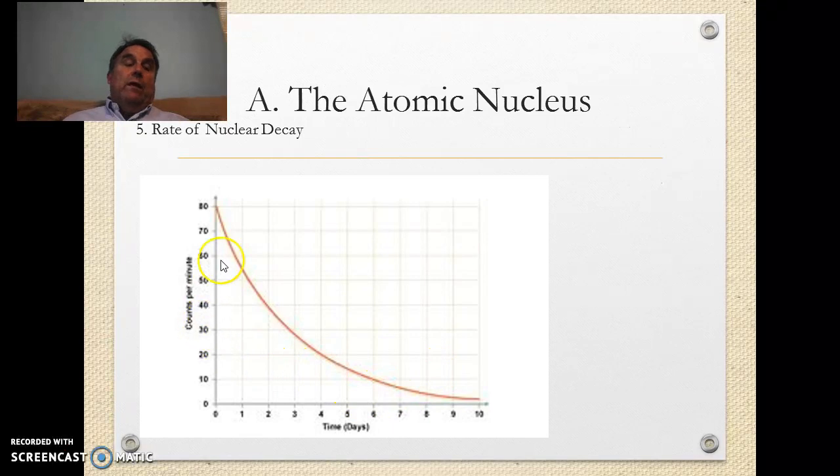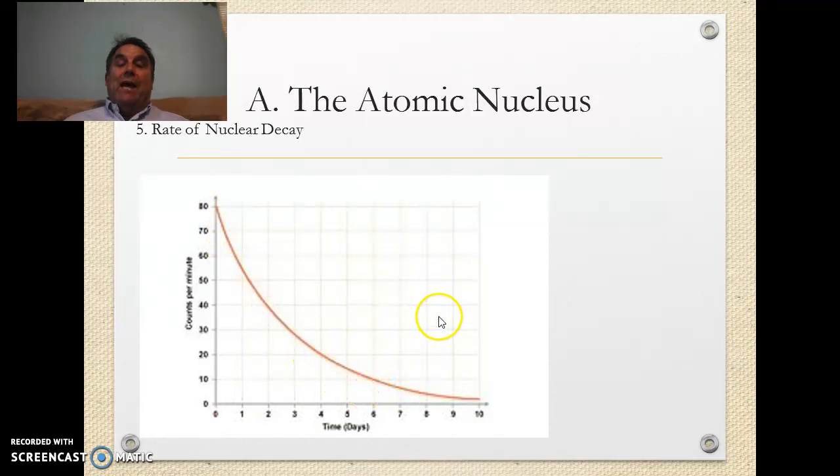Okay, so here we have a nuclear event. It says counts per minute, so there's some kind of Geiger counter or some detection device that is clicking or notifying us of a nuclear event, and there's 80 counts per minute. And then over time, you can see that the number of counts per minute diminishes.